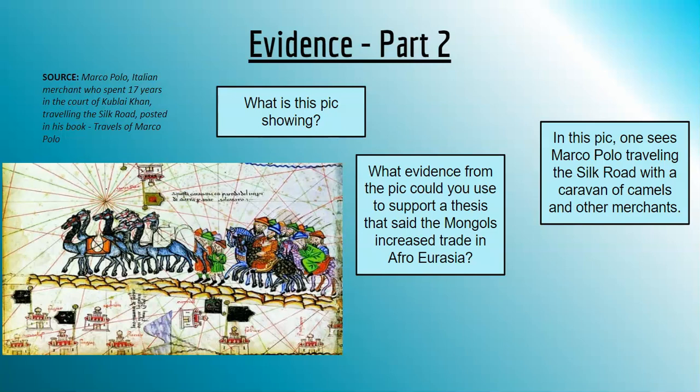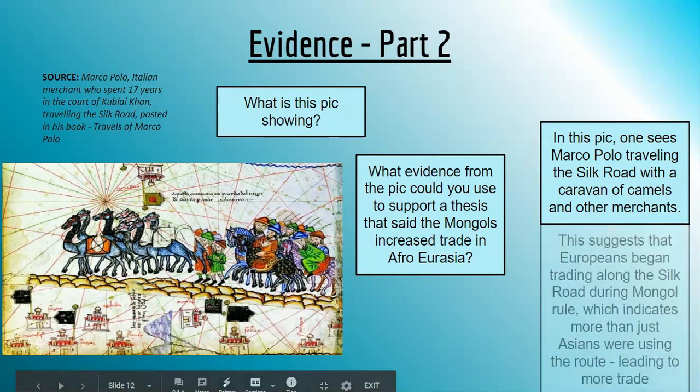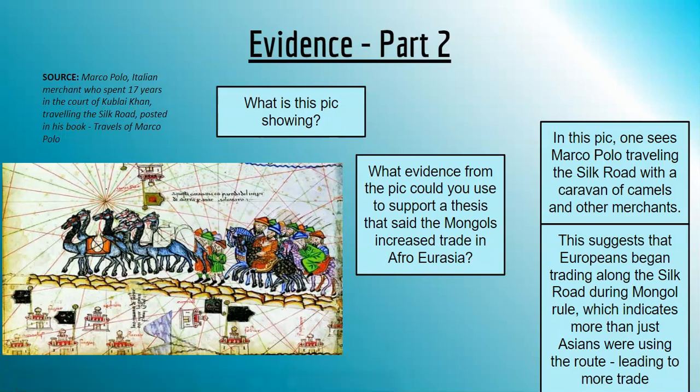But that evidence alone doesn't show that the Mongols increased trade. That just shows that on the Silk Road, there are caravans of camels and Marco Polo. Here's where I have to do a little bit more explaining as to how this shows that more trade was happening because of the Mongols. So all I need to do is add a little bit more explanation. This suggests that Europeans began trading along the Silk Road during Mongol rule, which indicates more than just Asians were using the route, leading to more trade. So it's not a complicated statement. It's not hugely in depth, but it does explain how that evidence shows how the Mongols led to more trade.